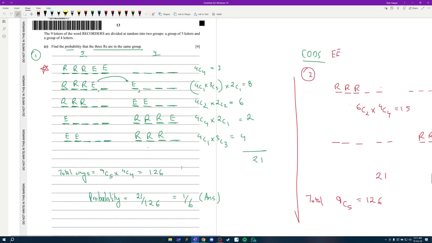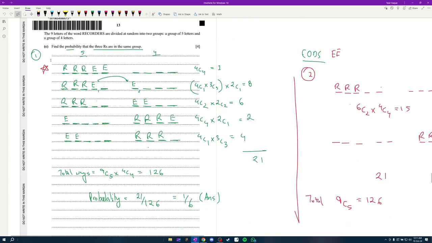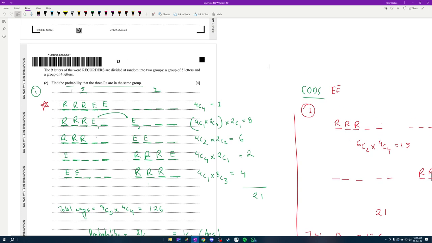Next. The 9 letters are divided into 2 groups, a group of 5 letters and a group of 4 letters. Find the probability that the 3 R's are in the same group. Okay, so 2 groups of 5 and 4. Since there are repeats of E as well, we need to consider them separately. So look at the groups: group 1 and group 2.